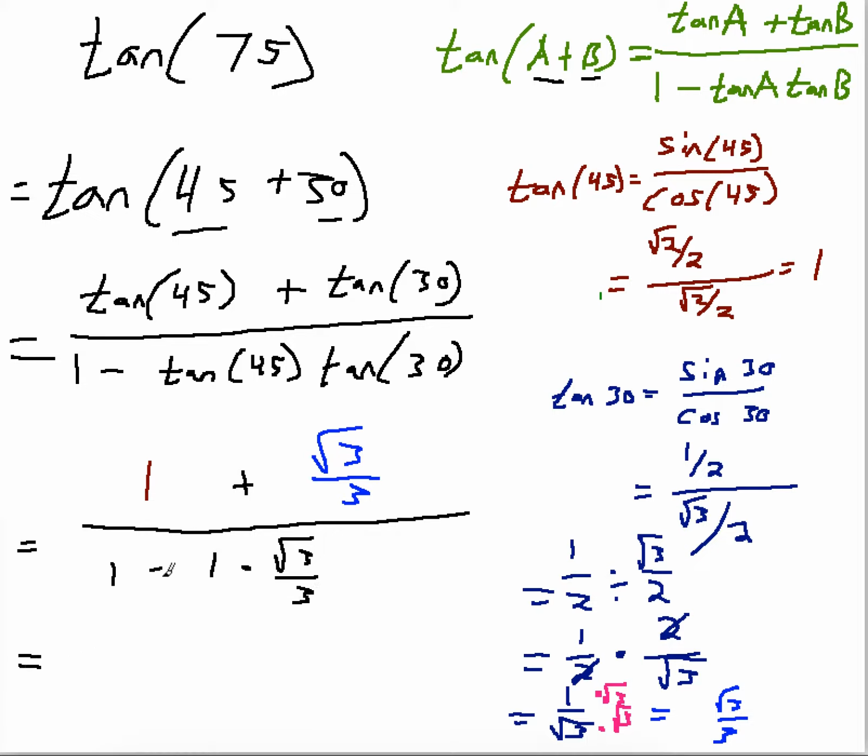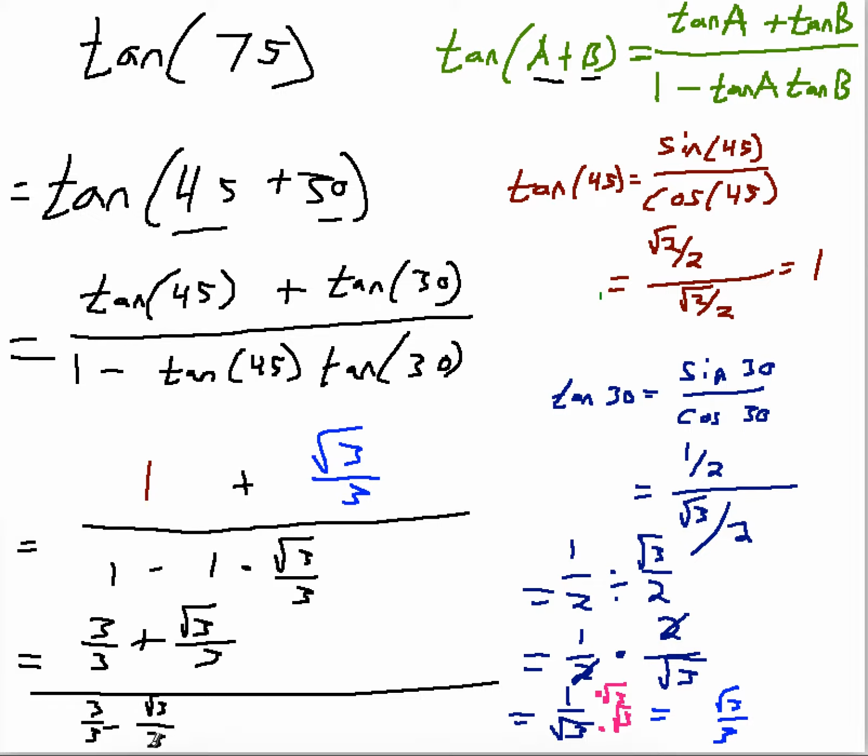And so to simplify further, let's change those 1's to have common denominators. Here's the top part of the fraction. And then the bottom part of the fraction, we got 3 over 3 subtracted by square root of 3 over 3. The rest of this is just fraction stuff, right? Now we've got common denominators, so this is 3 over 3 plus the square root of 3 over 3 up top, divided by 3 minus the square root of 3 over 3 on bottom.